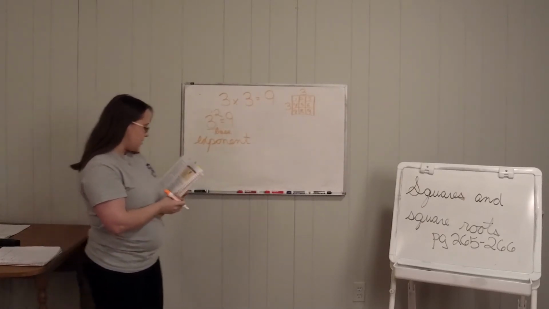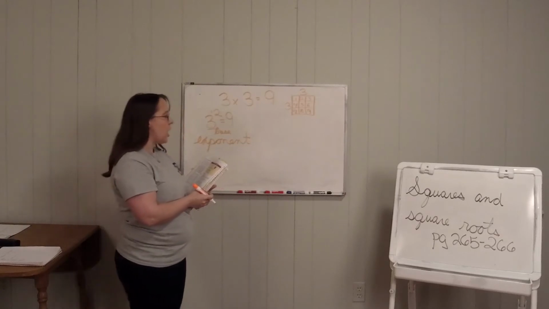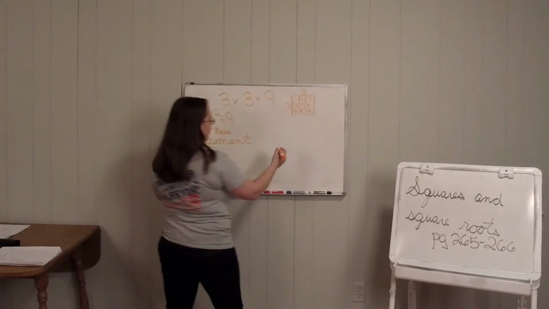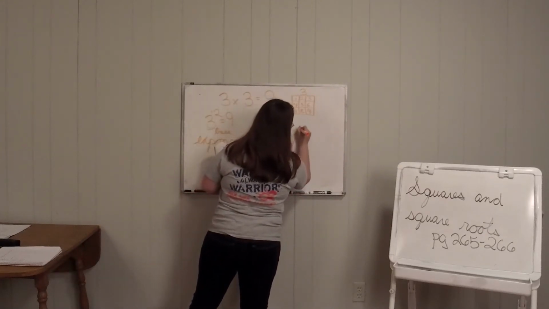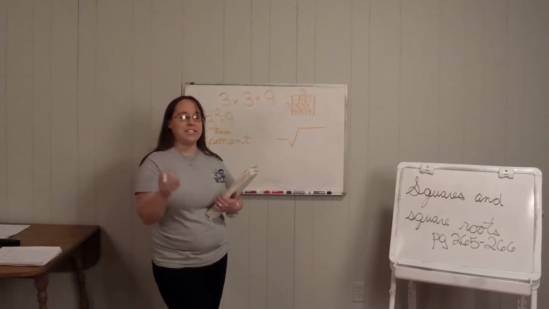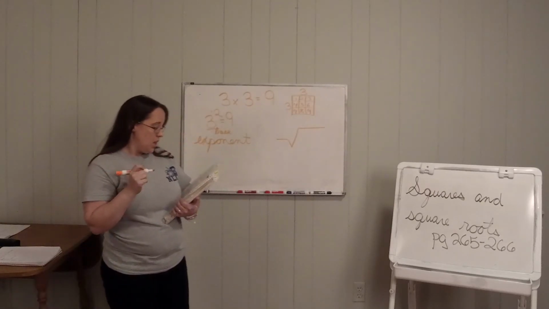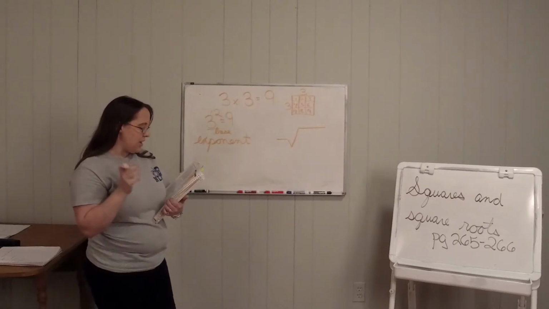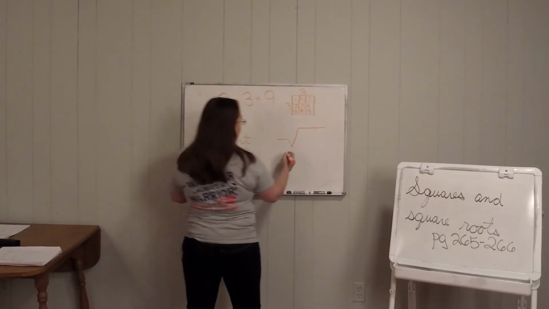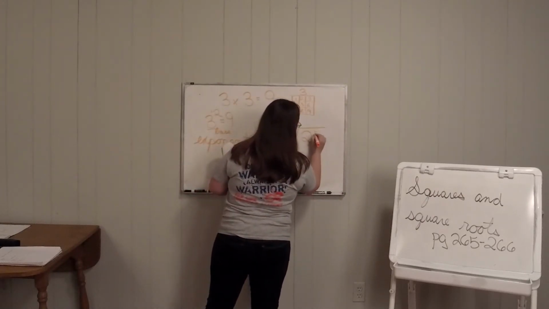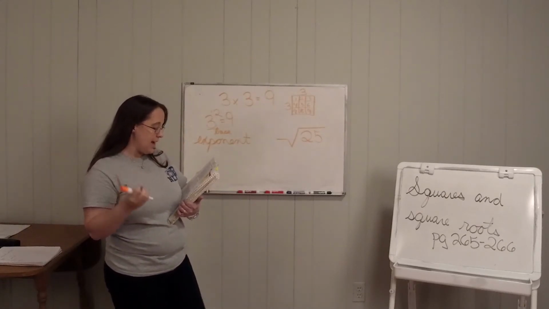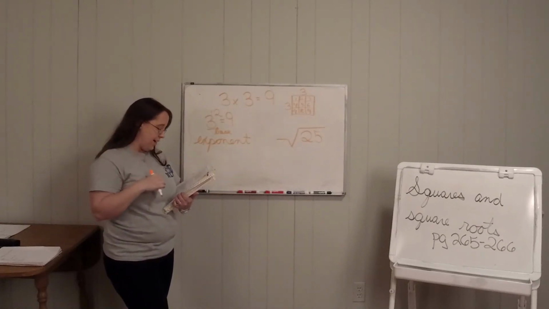The process that is opposite squaring is called a square root. This symbol right here is a square root symbol. I know some of you might have seen this on a calculator. This symbol is used to show that a square root is to be found. So if you have, let's say, a number here, you would read it as the square root of 25.